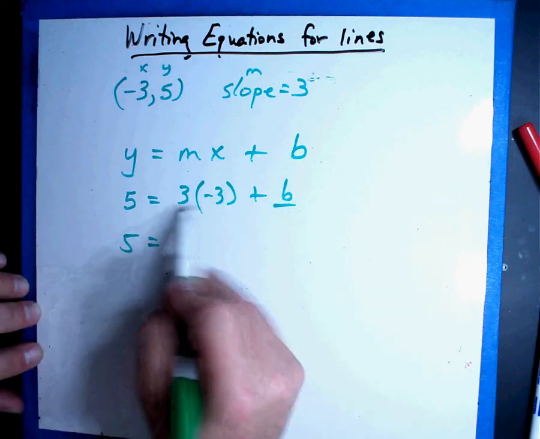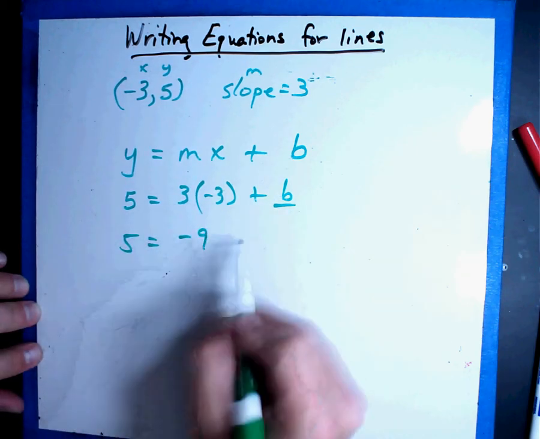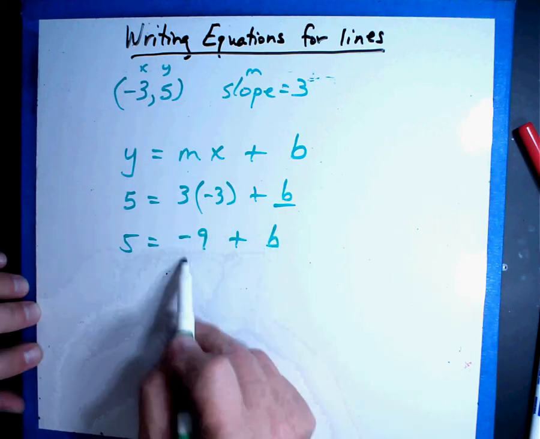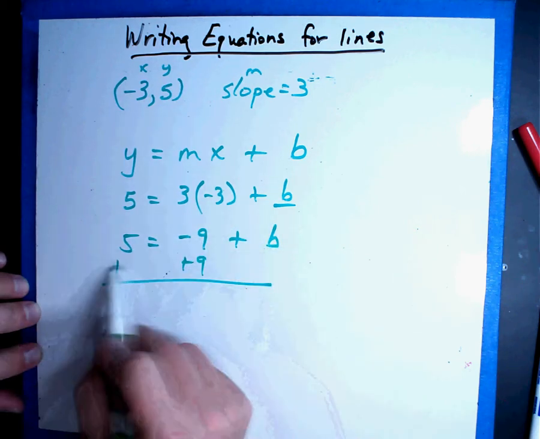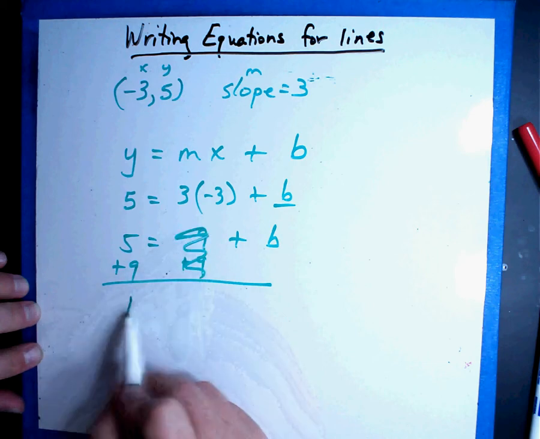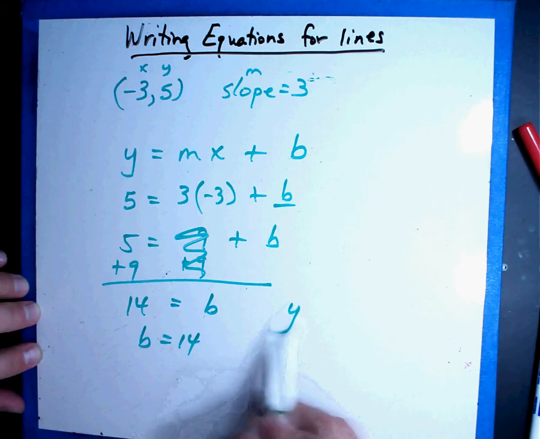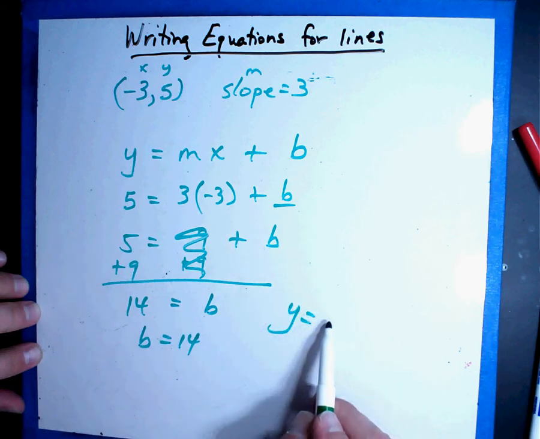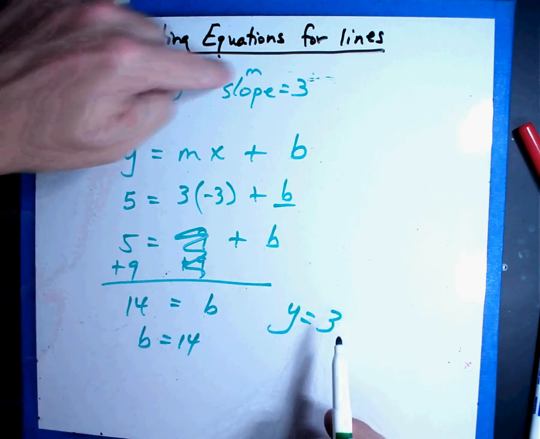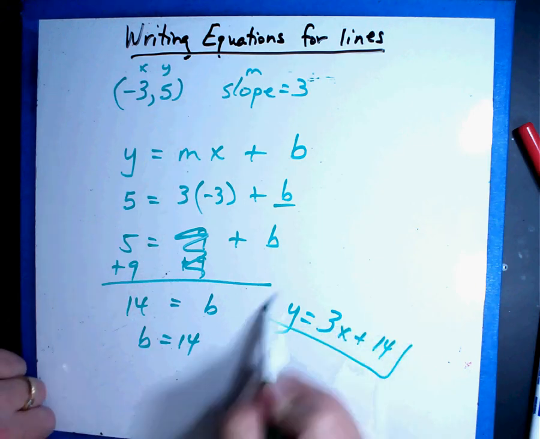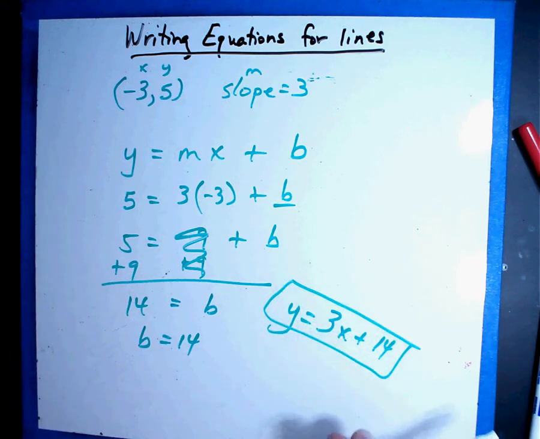5 equals 3 times negative 3 is negative 9, plus b. I've got to move the numbers away from the letters, so I have to add 9. So 14 equals b, so b equals 14. My formula, y equals m, that's a 3 because it tells me right there, x plus 14. There's my equation. It's really not too hard. You just plug the numbers in where they go.